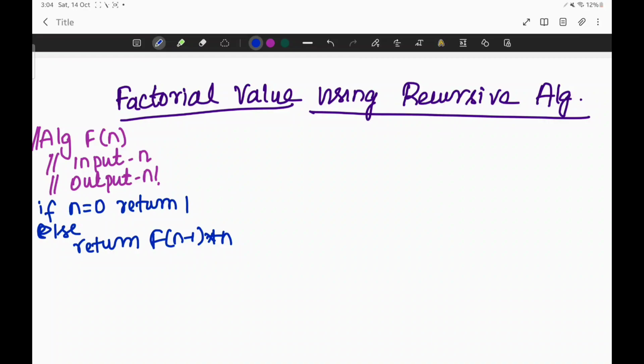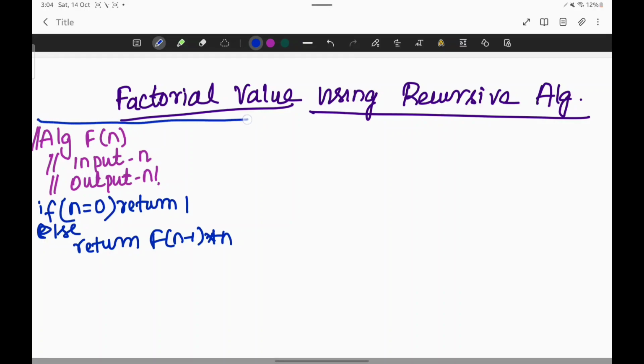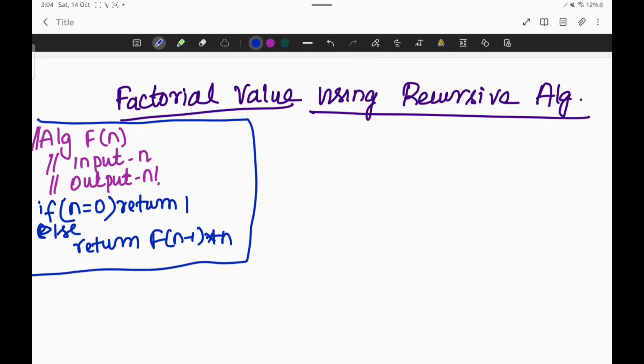So already we have seen the various steps involved in the recursive algorithm. Five steps are there in the recursive algorithm. Today we have taken the example of the factorial value using a recursive algorithm. So this is the algorithm for the factorial value. What is the condition given here?